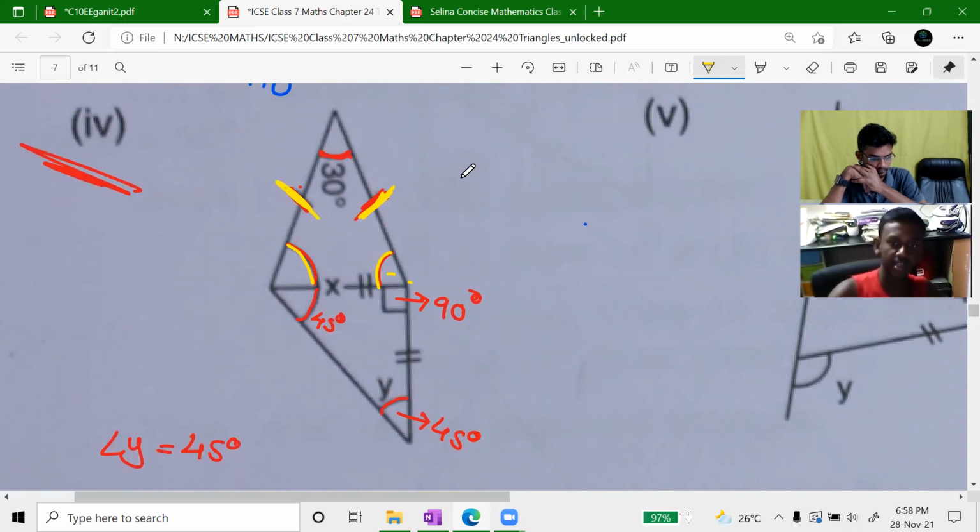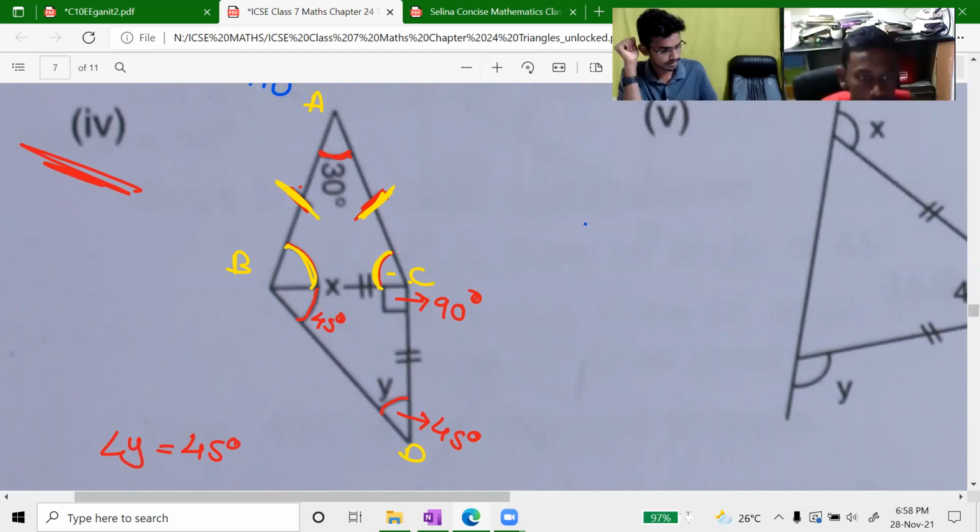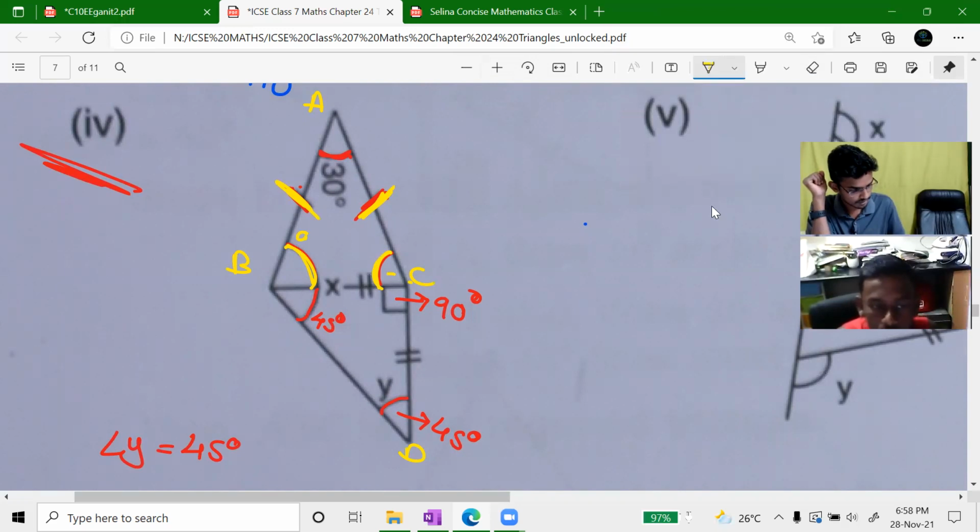So 45 degree. Listen. You're doing something wrong. I will tell you. A, B, C, and D. We know that this angle and this angle. Let us consider this angle as A because X is already there. If this is A, this will also be A.